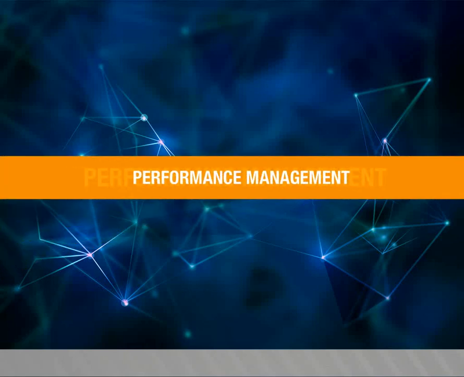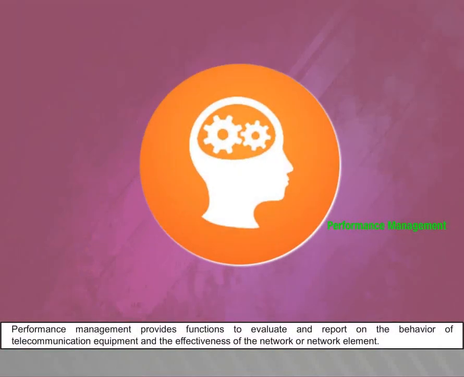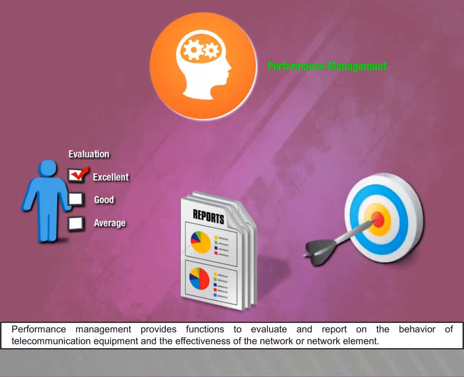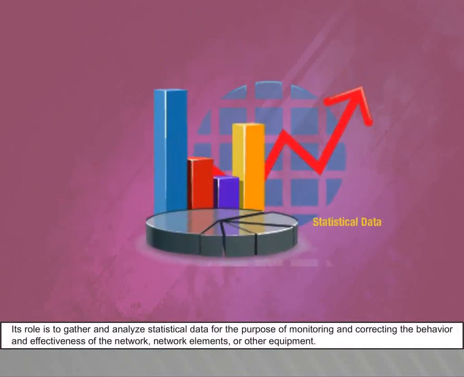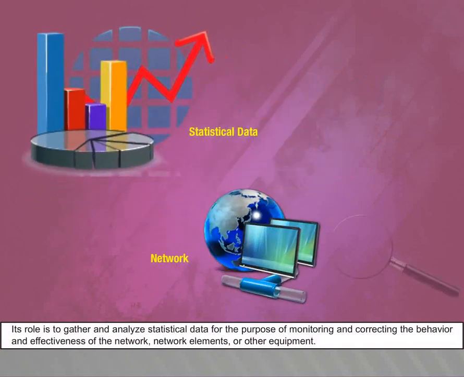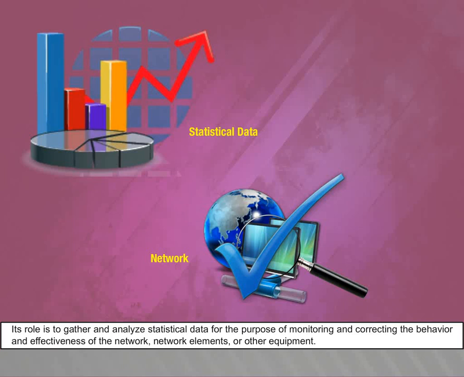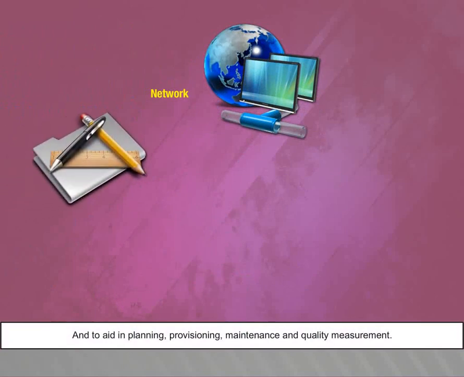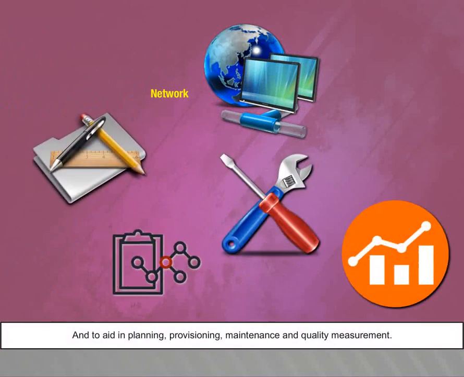Performance management. In this video, we are going to see about performance management. Performance management provides functions to evaluate and report on the behavior of telecommunication equipment and the effectiveness of the network or network element. Its role is to gather and analyze statistical data for the purpose of monitoring and correcting the behavior and effectiveness of the network elements, or other equipment, and to aid in planning, provisioning, maintenance, and quality measurement.